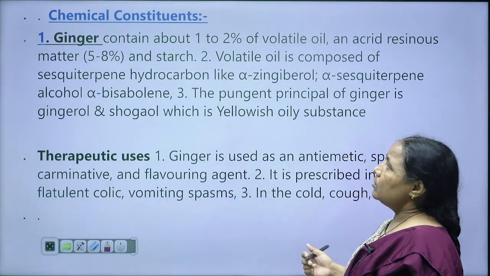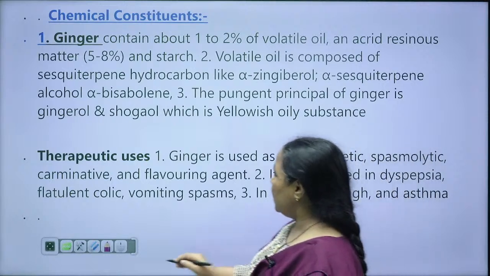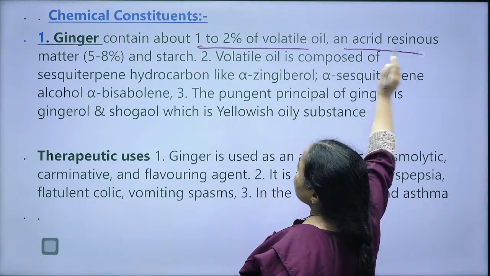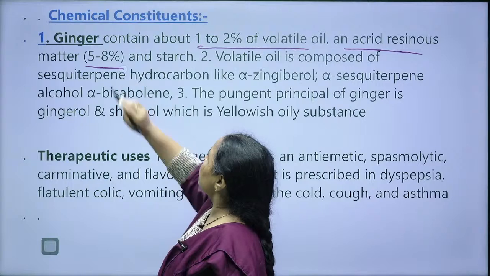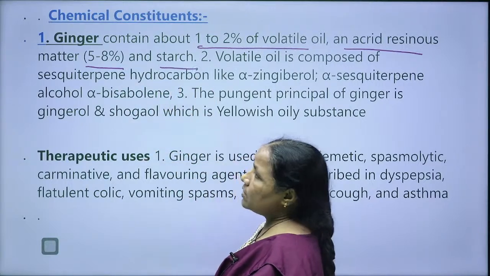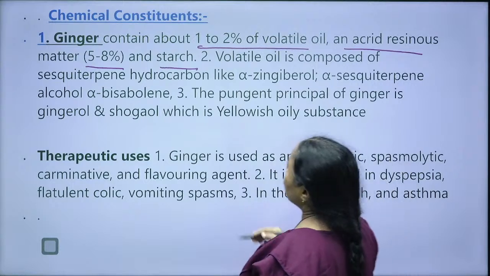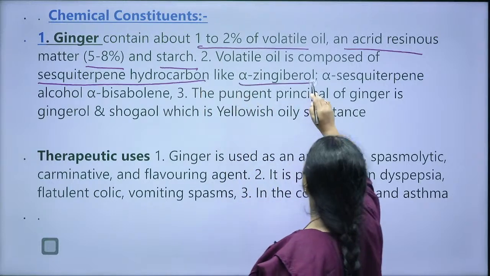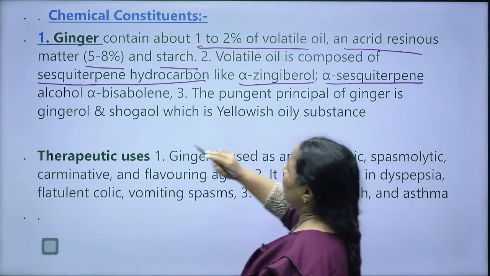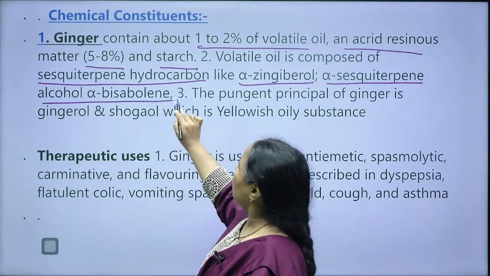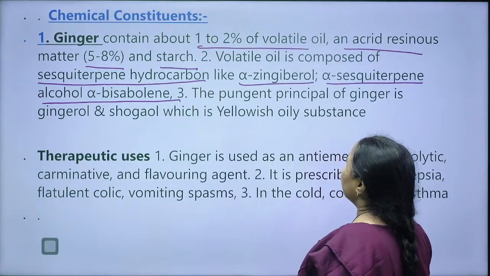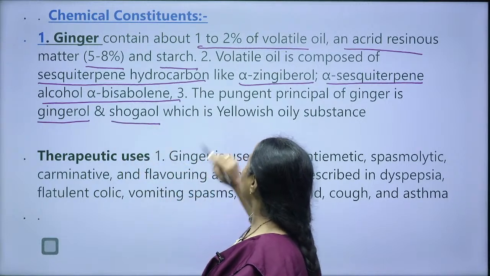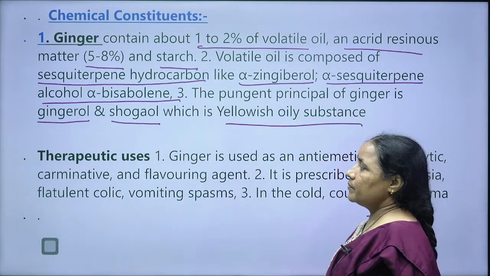The main chemical constituents present in ginger are around 1 to 2% volatile oil, an acrid resinous matter of 5 to 8%, and starch is also present. The volatile oil contains sesquiterpene hydrocarbons like alpha gingiberol, alpha sesquiterpene, alpha alcohol, alpha bisabolene, and the pungent principle of ginger is gingerol and shogaol, which are yellowish oily substances.